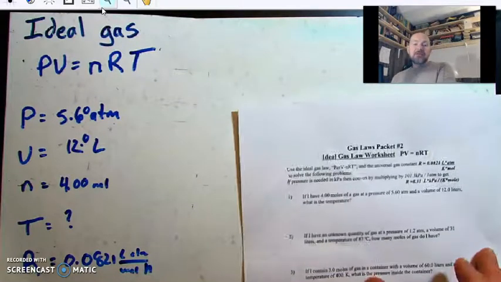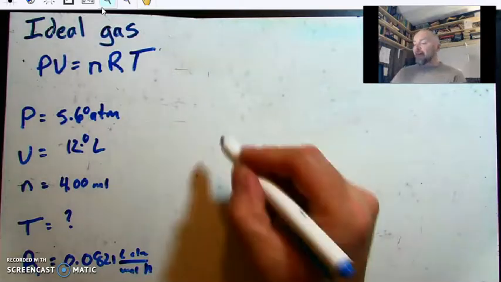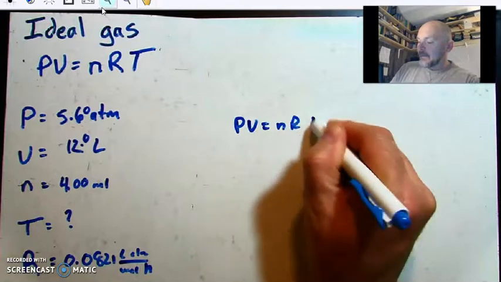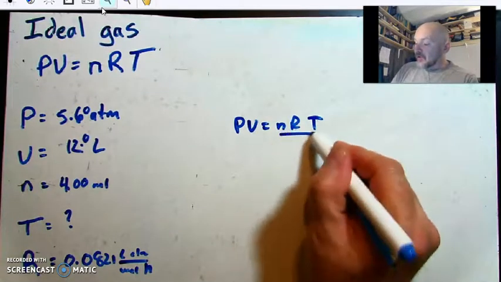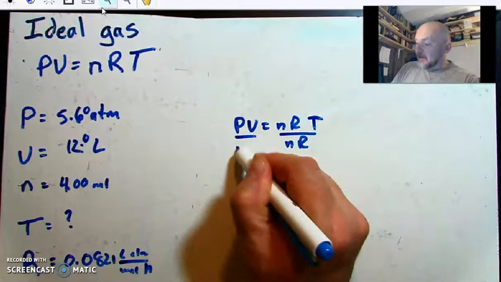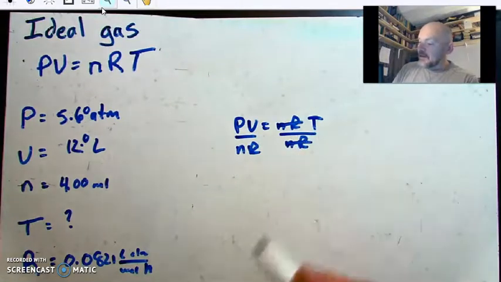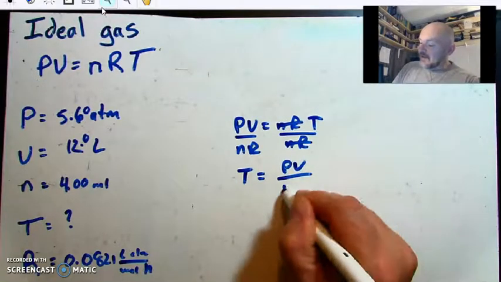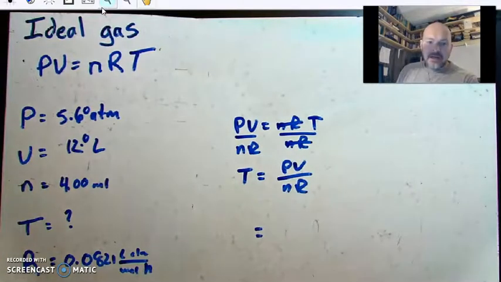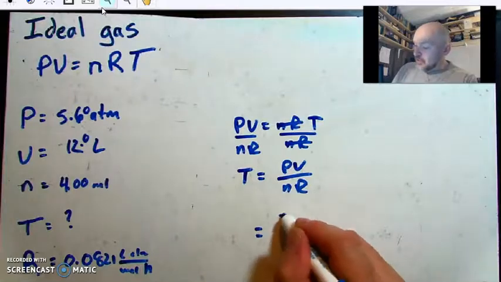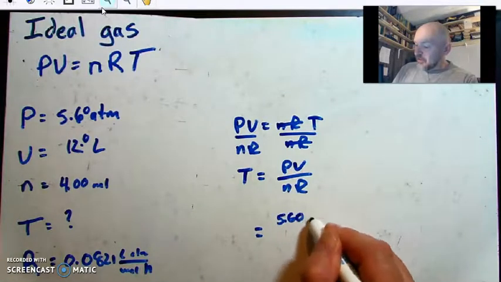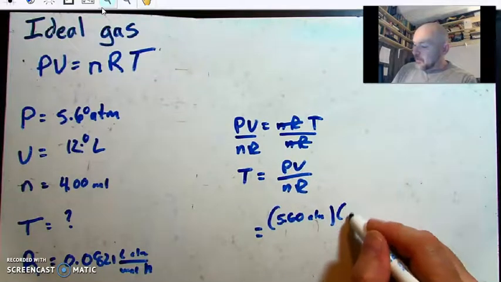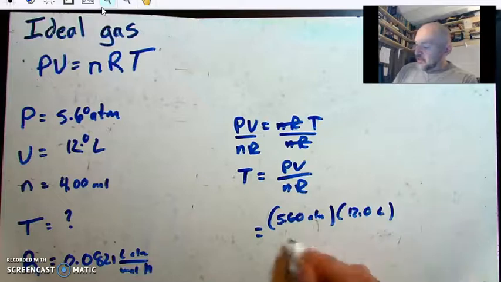So once we've got that set up, we can look in our problem. We have PV equals nRT. In this case, we are solving for T, so I divide both sides by nR to get T by itself. So that gives me T is equal to PV over nR. If I solve for that, my pressure is 5.60 atmospheres. My volume is 12.0 liters.